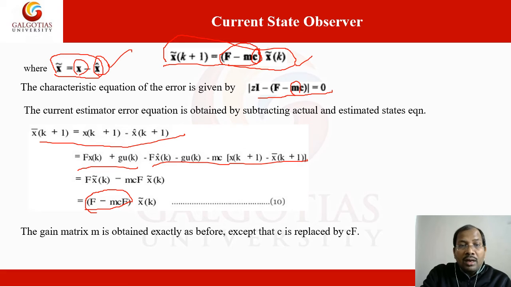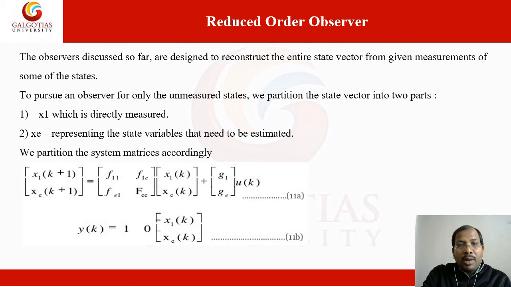Here we can design the value of M, which is called the current state observer gain. So M can be designed. Here also we can apply the pole placement equations. So based on the characteristic equation we can design it.